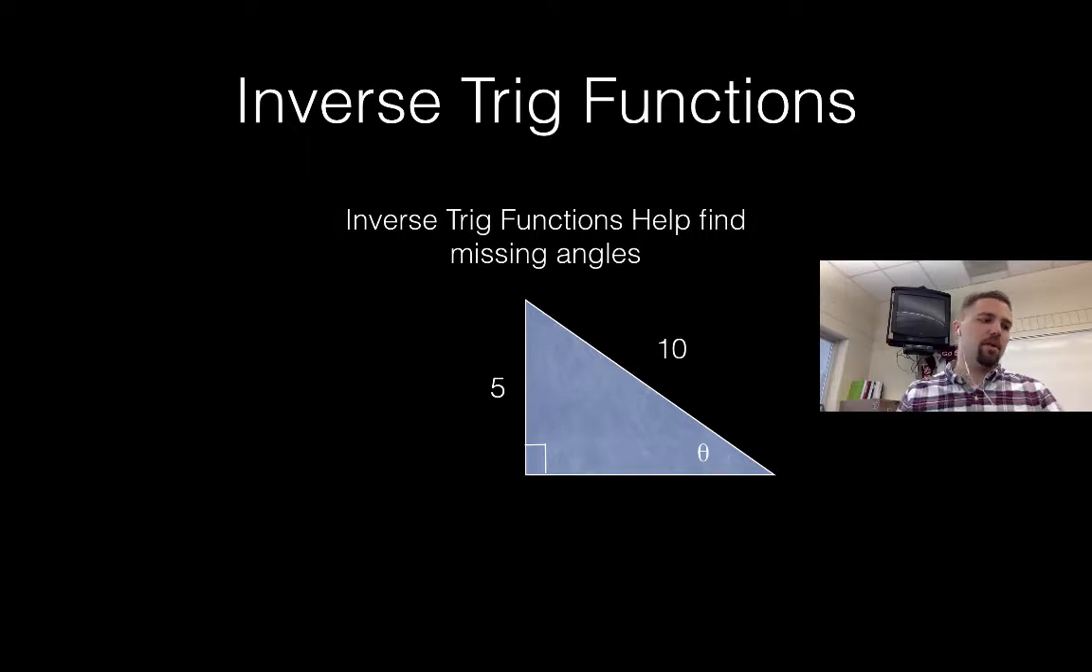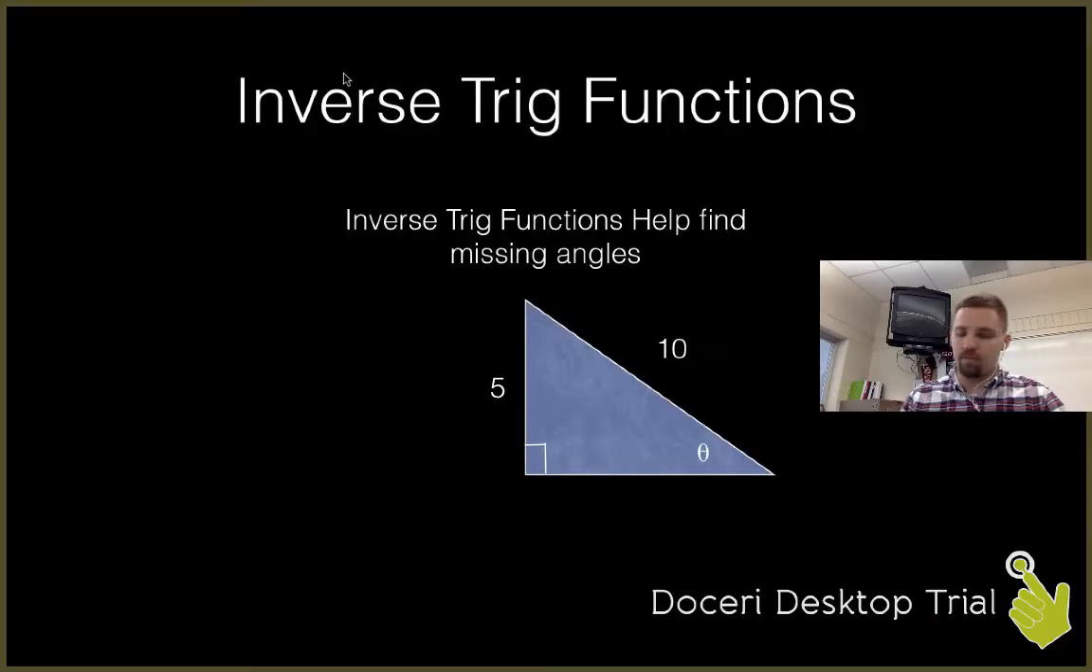Today we're going to finish up the right triangle trig section. The other day we talked about finding the sides in a right triangle, and in this short video I want to talk about finding missing angles in a right triangle. Okay, so we start off the same way as we do when we're finding the sides.